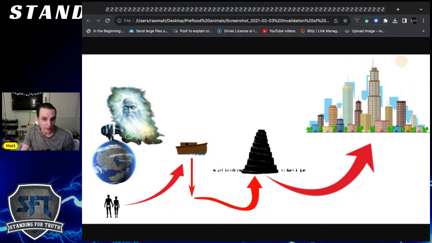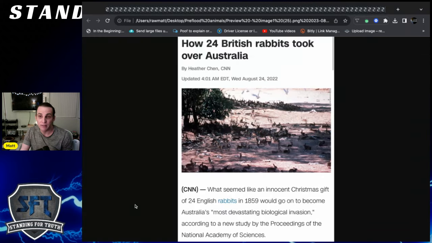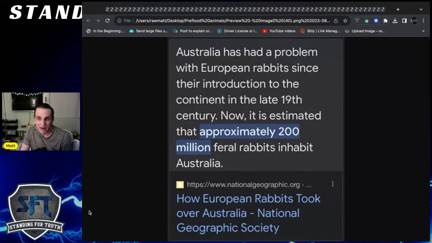With animals, it's a little bit different. They weren't living hundreds of years like human beings were. But we can still find that when they got off the ark, from a single pair, wild sheep immediately got off the ark and would have been easily able to populate the area, just like they did on these islands, the Mouflon Islands. And we can find the same thing. Here's one with rabbits. They took 24 British rabbits and took them over to Australia. Well, guess what? There are tons of rabbits now, approximately 200 million feral rabbits around Australia. So it's a complete disaster over there.